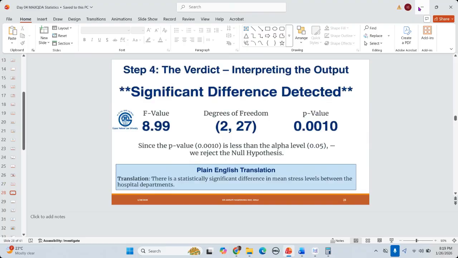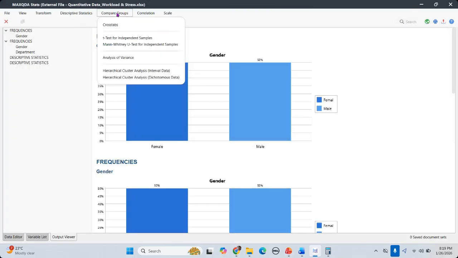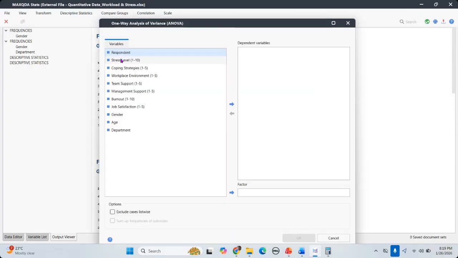Let's come to the results. Please go to compare groups. There is an option called analysis of variance. Now, what are the data requirements here? I need categorical data that must have 3 groups, like we have department, which is having 3 groups. It comes under factor. I need one dependent variable that must be quantitative data. Here I have stress level. Okay. Just click on OK.